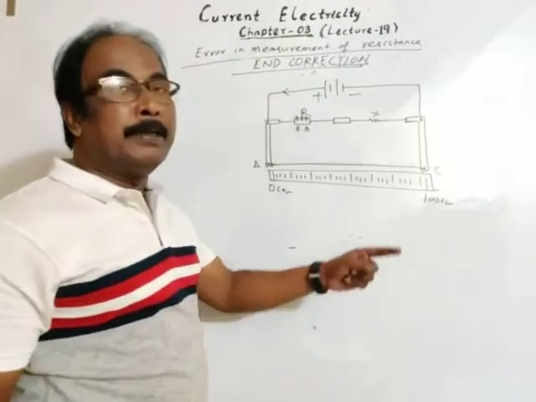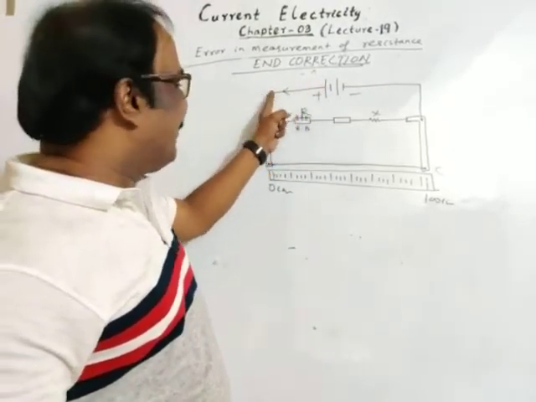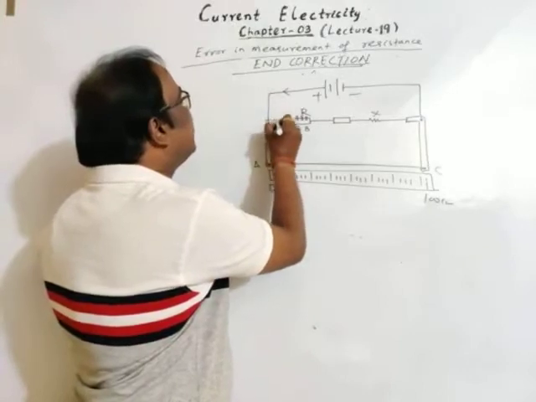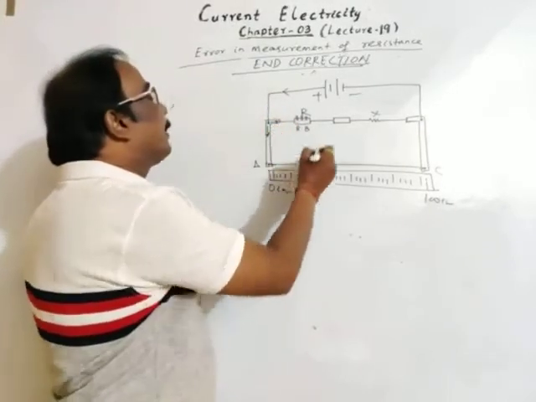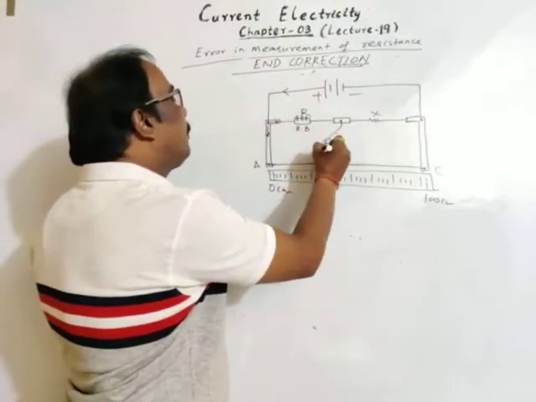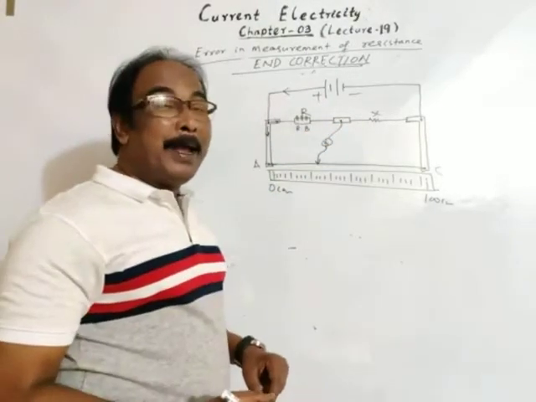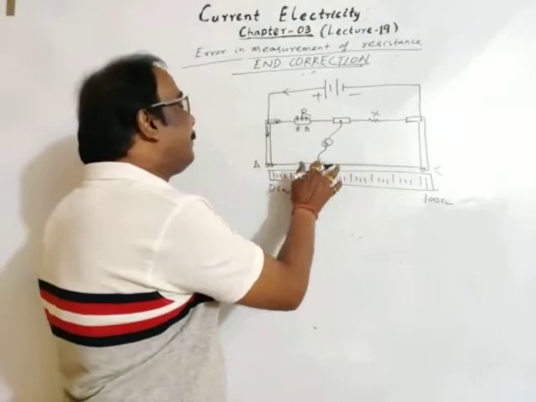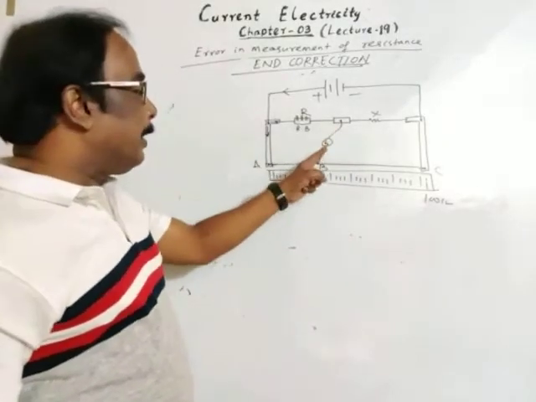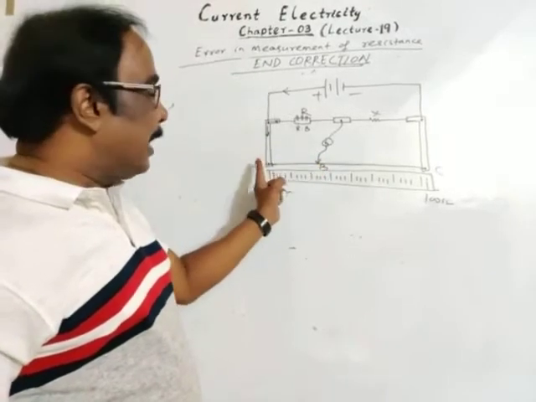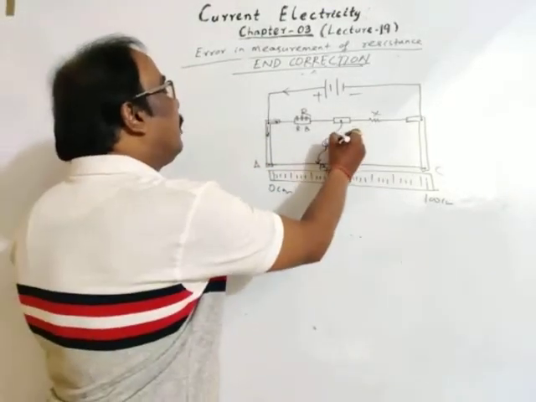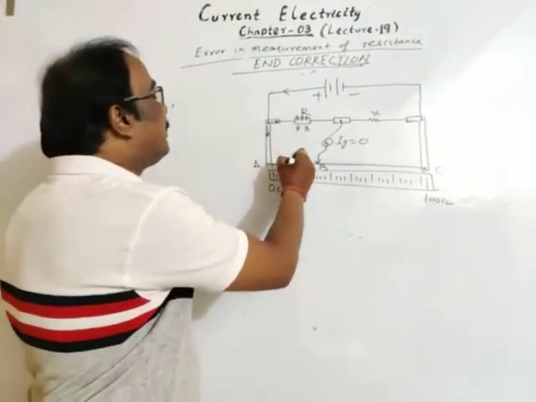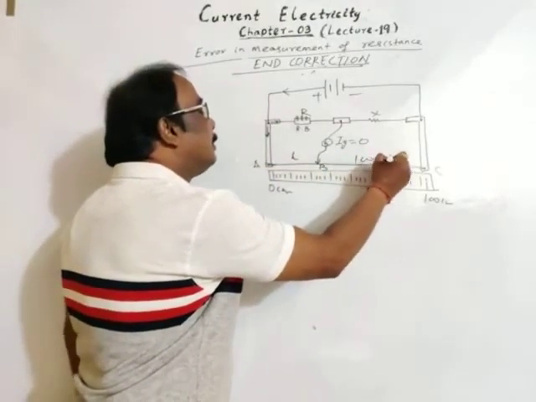Now the total conventional current flows from high potential, and the current gets divided from this point. This is a branch and this is a branch. As we know, we have to find the null point or balance point. Let the balance point be obtained at B. When the jockey slides on the wire and touches at B, the galvanometer shows zero deflection. If this length is L, then this length is 100 minus L.